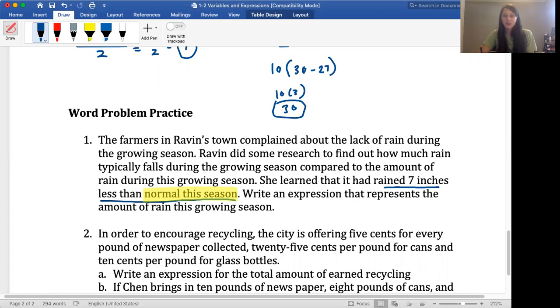And remember, less than, that's a turnaround word. If you look back at your chart from last class, we're not going to do 7 minus N. Be careful here because it's 7 less than the amount that was fallen before. So it's actually going to be the amount that was fallen before minus 7. So N minus 7. That is my expression there.